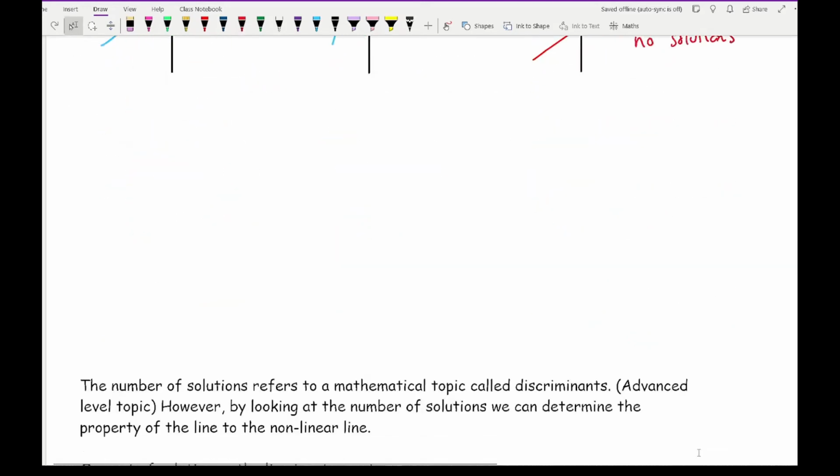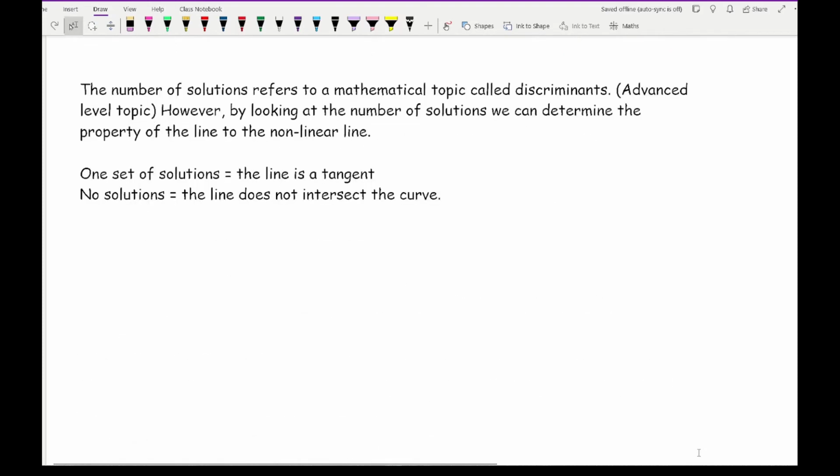Now, I don't really need to go into much detail about this because the number of solutions refer to a mathematical topic called the discriminant, and this is a topic that's on further maths or A level. However, by looking at the number of solutions, we can determine the property of the line to the non-linear line. So for example, when you work out your answer and you've only got one set of answers, then that would mean that the linear equation rather is going to be the tangent, and if you end up with no solutions, then it means that the curve and the straight line do not intercept.